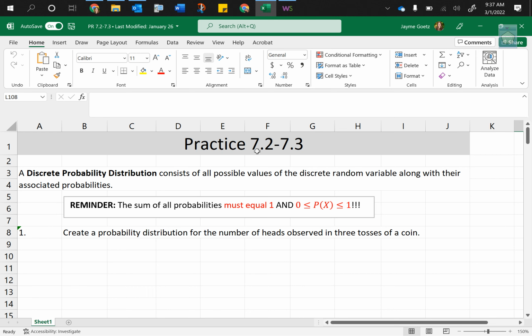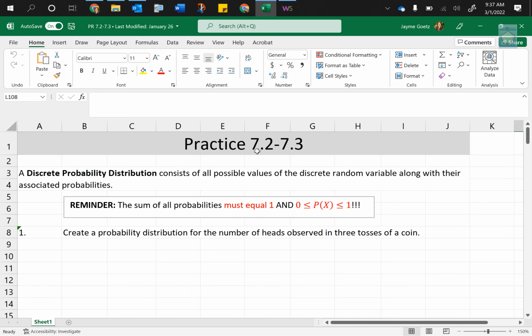Okay, so a discrete probability distribution, that's what we're going to talk about today. A discrete probability distribution consists of all possible values of the discrete random variable along with their associated probabilities. You learned about discrete random variables last class after the test. We talked about flipping a coin, where you get heads or tails, the discrete random variable with all the possibilities that you could get. Now, a discrete probability distribution takes all of those values of the discrete random variable and determines their probabilities. And that's what you get: a discrete probability distribution.